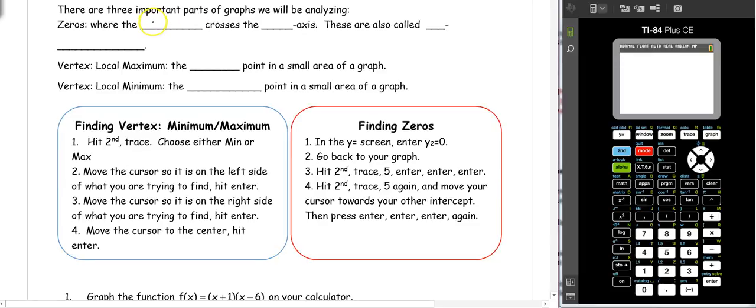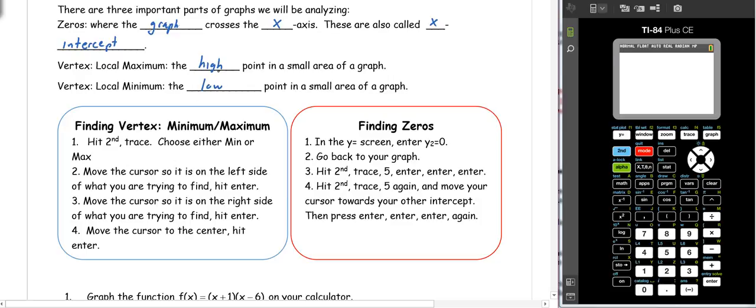Zeros are where the graph crosses the x-axis. These are also known as our x-intercepts. We have two different types of vertexes there. Remember, we have a local max and a local min. A local max is the high point in a small area of the graph, and a local min is the low point in a small area of the graph.